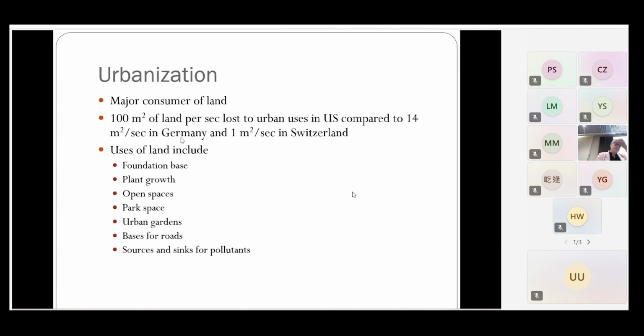Many cities, when they're building up, will clear the forests to build the buildings. So you lose a lot of wetland and forest areas due to construction of cities. In the US, the rate of loss of land like this is quite large compared to Europe, where they did a lot of construction a long time ago. Now the newer construction is not so much.